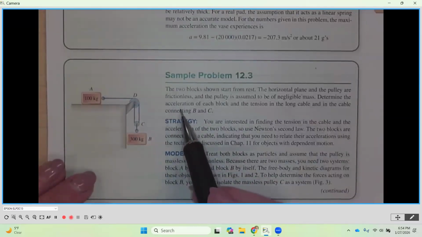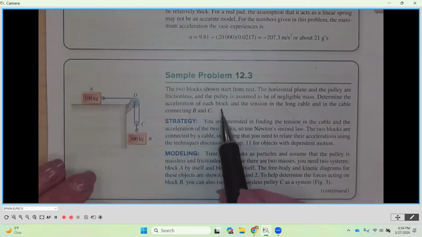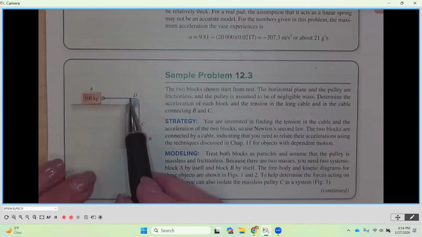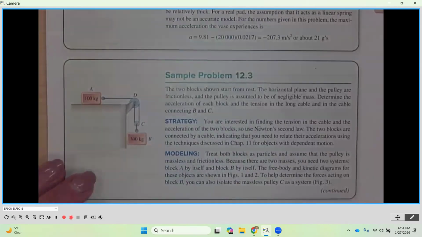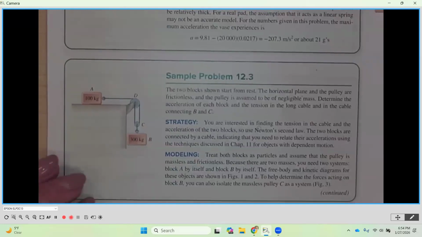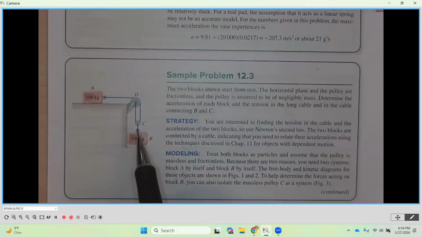They wanted us to determine the acceleration of each block, so the acceleration of A, acceleration of B, and the tension in the long cable and the little short one here that's connecting block B to the pulley above. So tensions in those two cables as well as the accelerations of each one of those blocks is what we want to find.